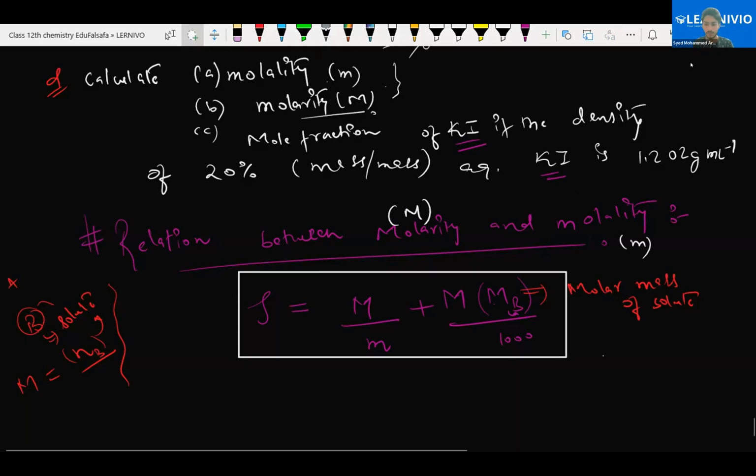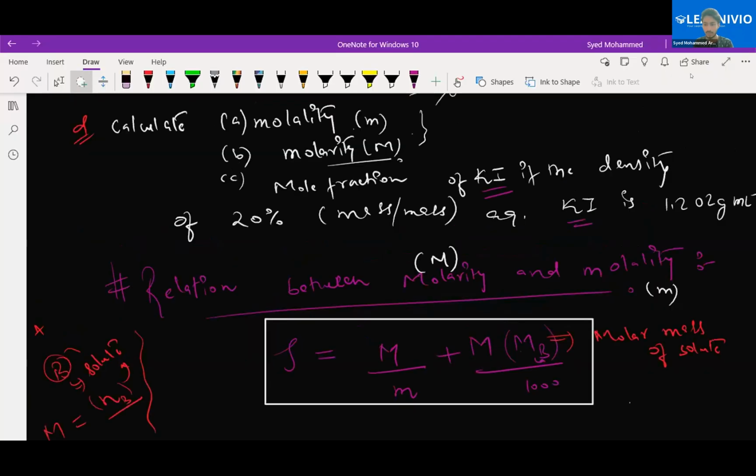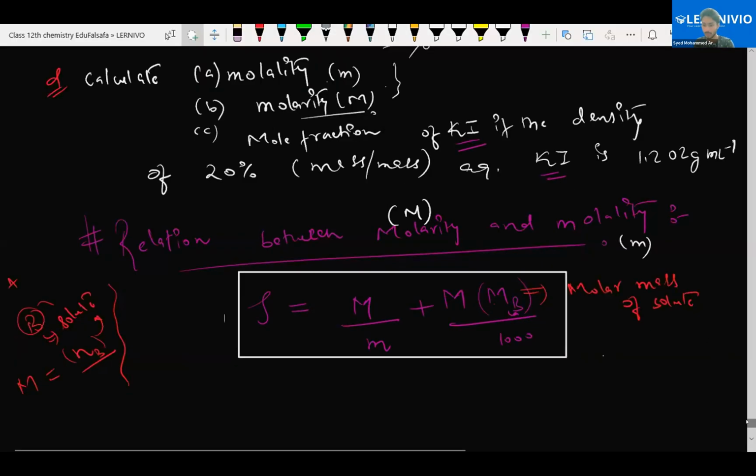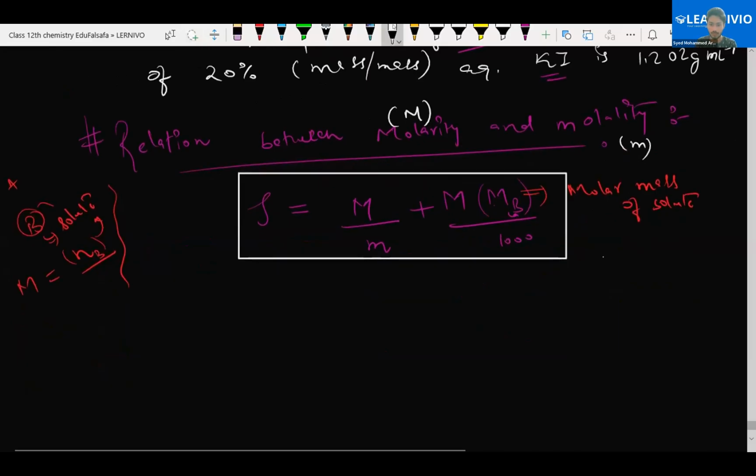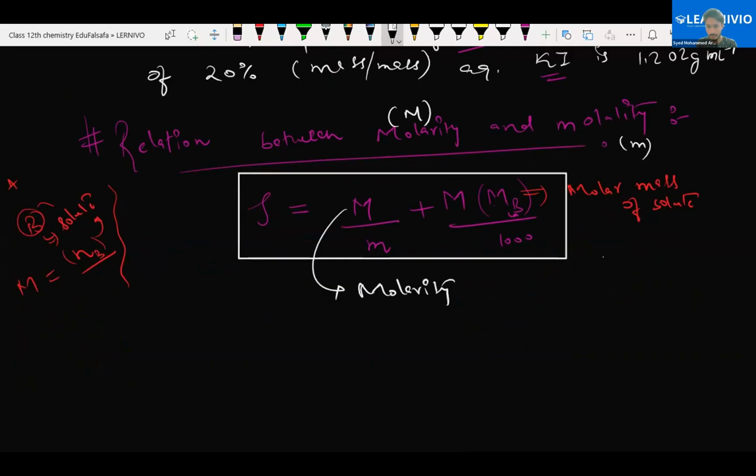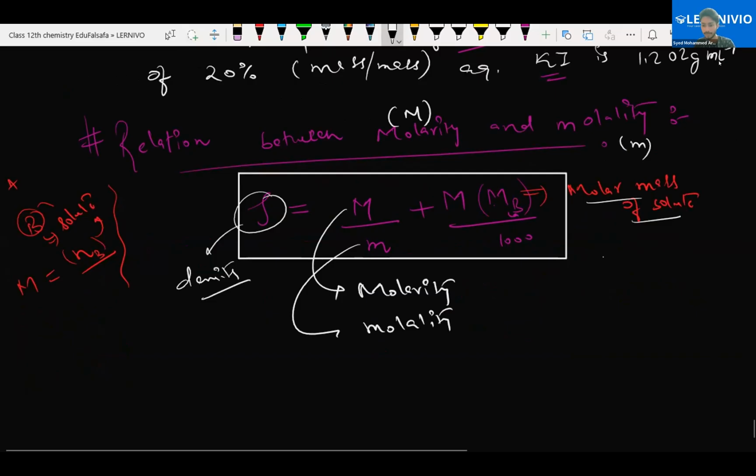You may leave now. Just a second. M stands for the molarity. Capital M stands for the molarity. Just give me 1 second. I will write this so that you do not misunderstand it. This is your molarity, this is your molality, and this is the molar mass. And this is the density. Fine. Okay, now you may leave.